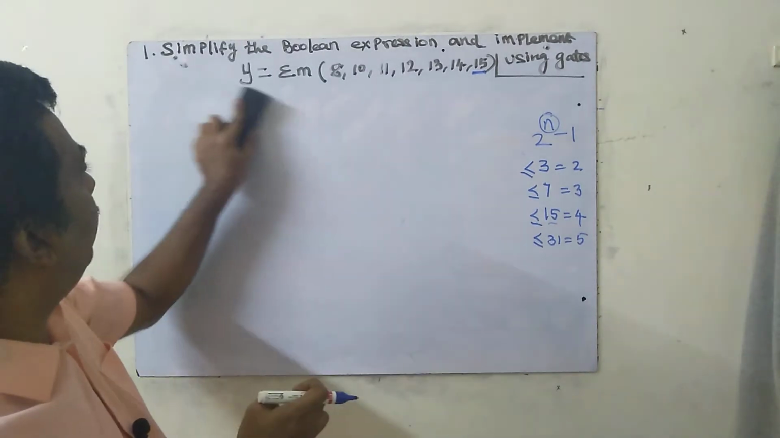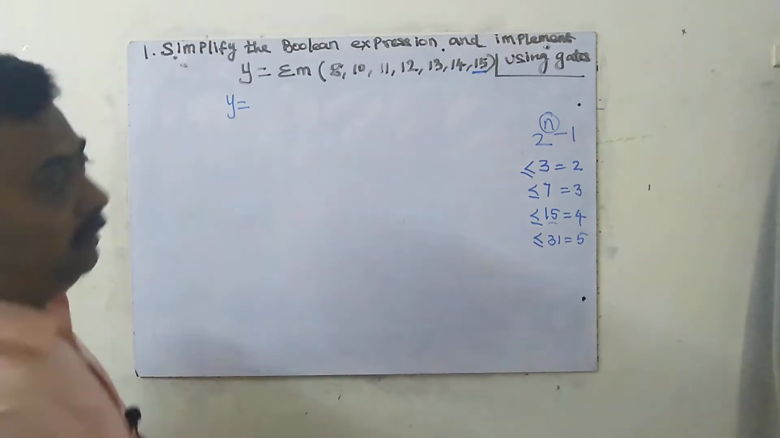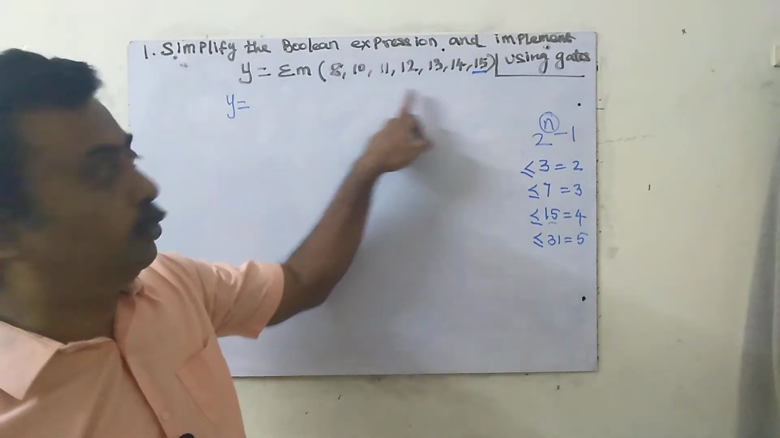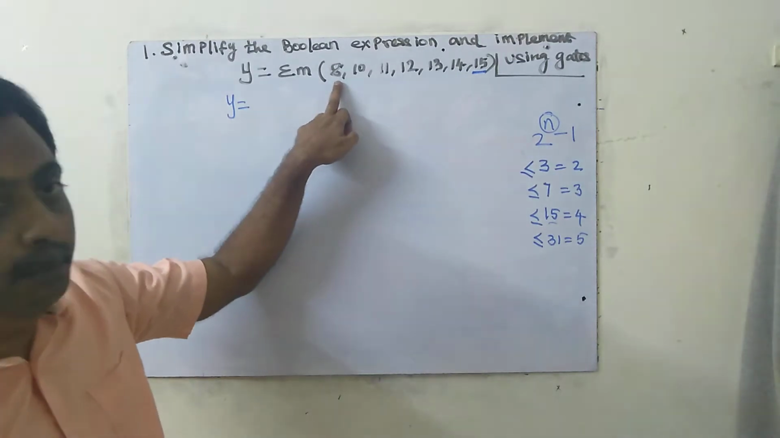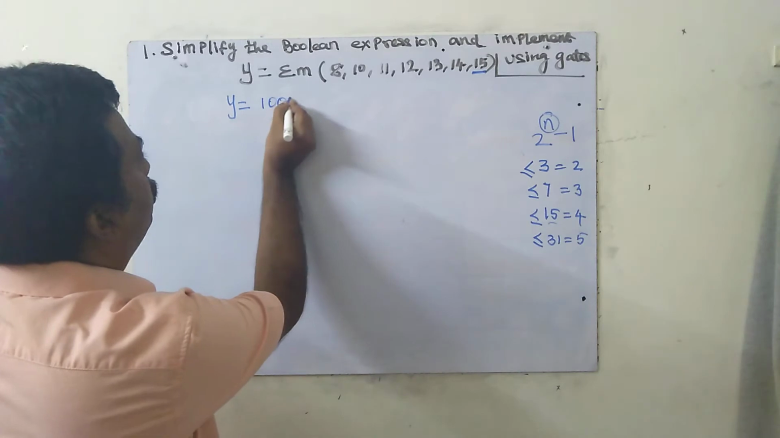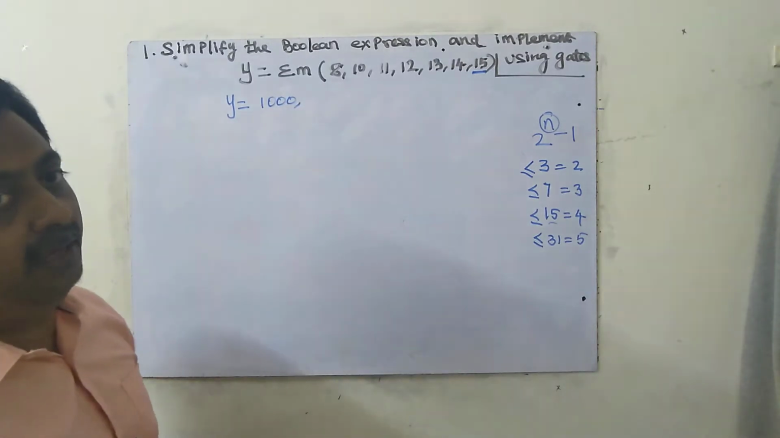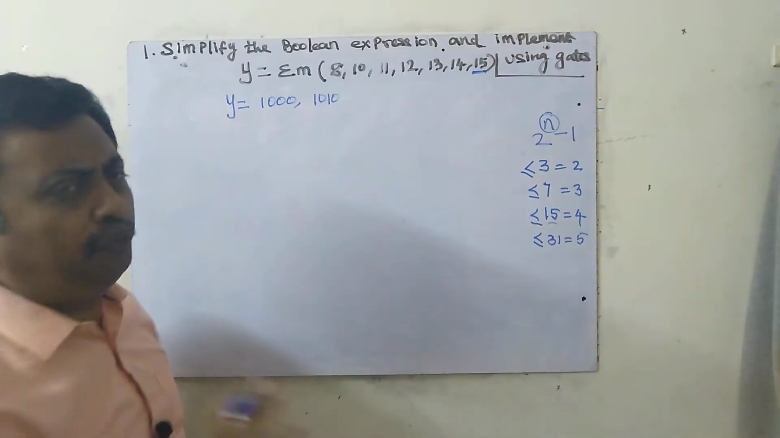What is the meaning of this? Y equal to, in which value do I have to write? This is min term, so in this location I need 1. What is the equivalent binary number? 8 means 1000, and here I need 1. Similarly, what is 10? 10 means 1010.